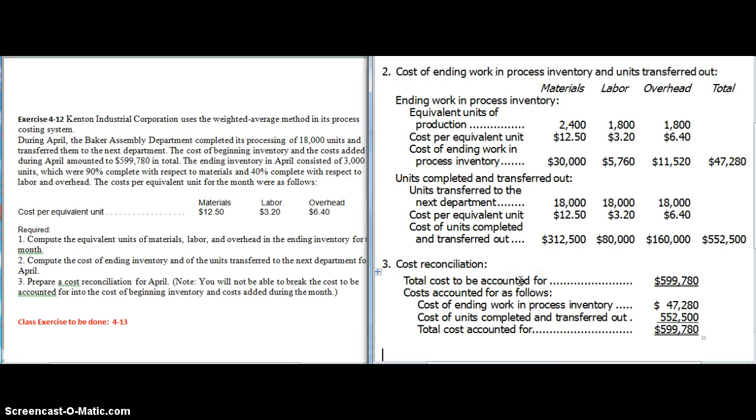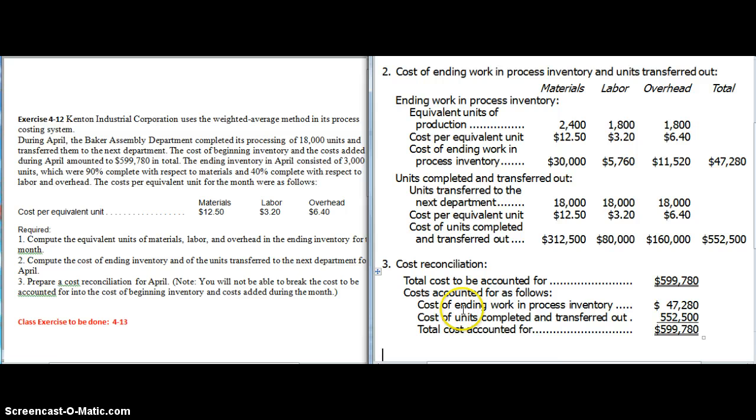Cost reconciliation means that you have to show that the cost which is given for beginning inventory and the cost added during the month agrees with the cost of ending work in process and the cost of units completed which you have calculated. So the total cost to be accounted for is $599,780, which comes from the question.